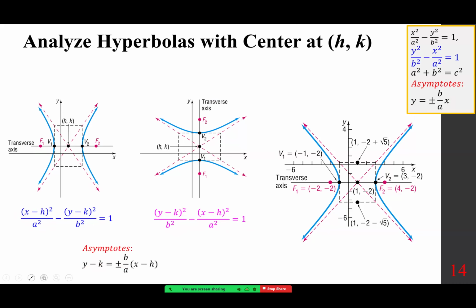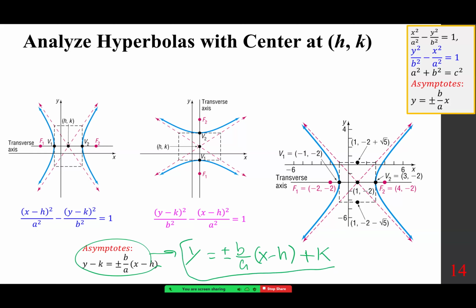Of course, class, we know it becomes y equals plus or minus b over a times x minus h plus k. We know that. But why did I give it to you in this format? It's easier to memorize because you know this formula, y equals plus or minus b over a times x. So replace the y with y minus k and the x with x minus h. Then you can distribute, simplify, and combine like terms if you want.